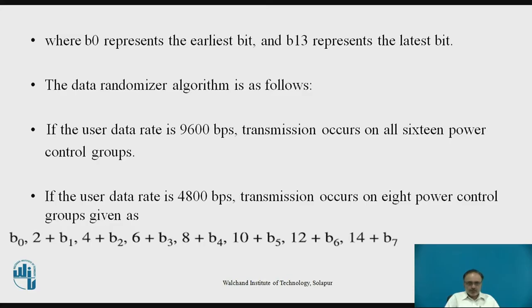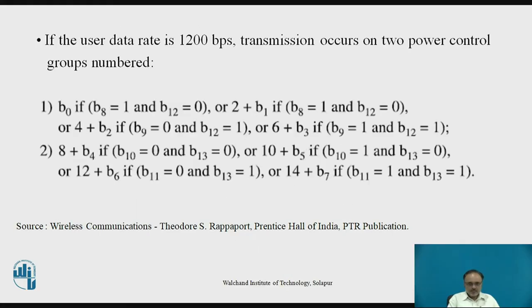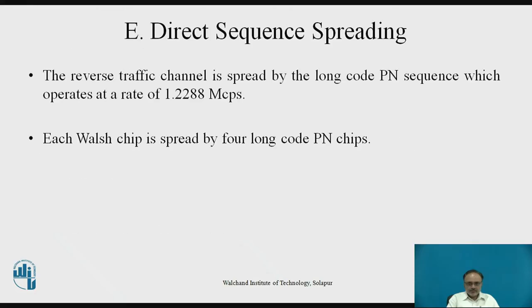If the user data rate is 4800 bps, the transmission occurs on 8 power control groups given as B0, 2 + B1, 4 + B2, and so on, up to 14 + B7. If the user data rate is 2400 bps, the transmission occurs on the 4 power control groups that have been shown: B0 if B8 is equal to 0, or 2 + B1 if B8 is equal to 1, and so on. For the data rate of 1200 bps, the transmission occurs on the 2 power control groups that have been numbered and shown here.